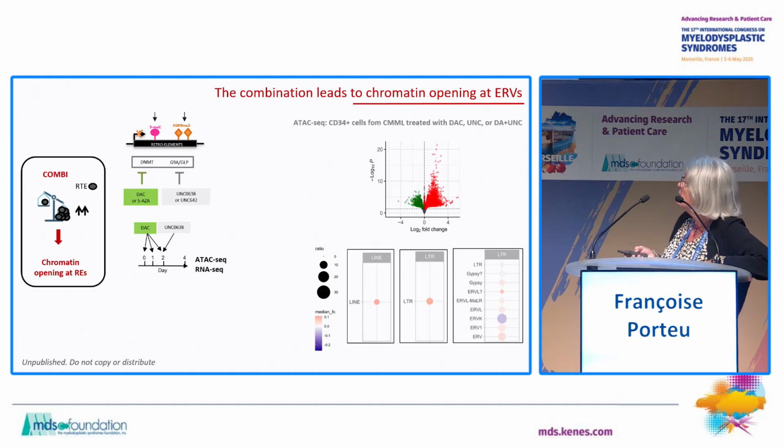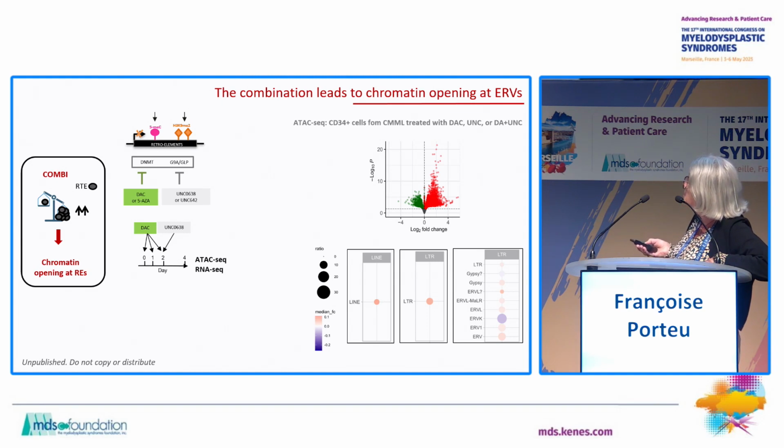So we took HSPCs or HSCs from CMML cells and cultivated them in the presence of decitabine or 5-azacytidine, in the presence or absence of G9A/GLP inhibitors of different types. And we used ATAC-seq and RNA-seq to look at what's going on. In ATAC-seq, we found that the combination really opens the chromatin, with most of the loci open. And looking at repeats, we found that now all the repeats are in an open chromatin conformation, and this is the case particularly for all LTRs.